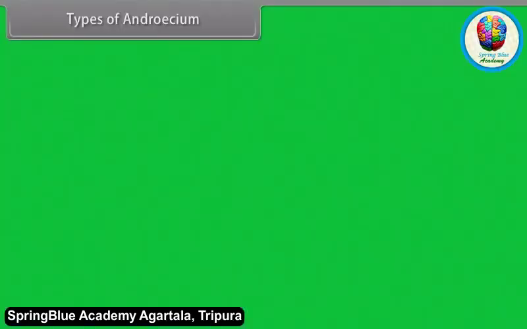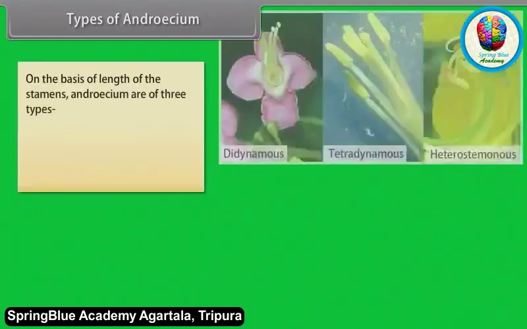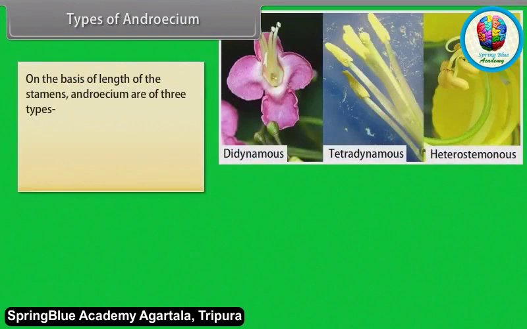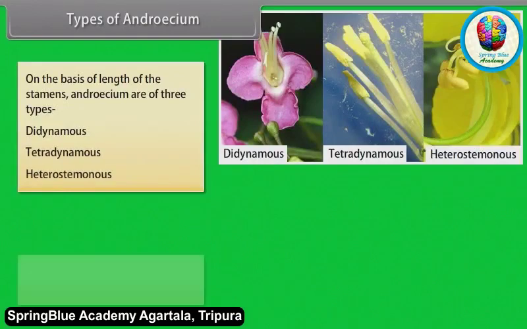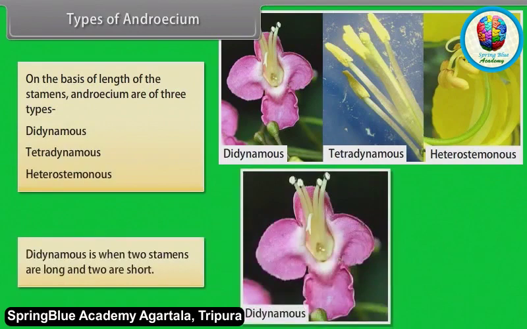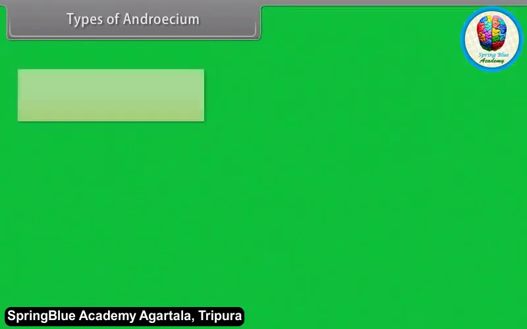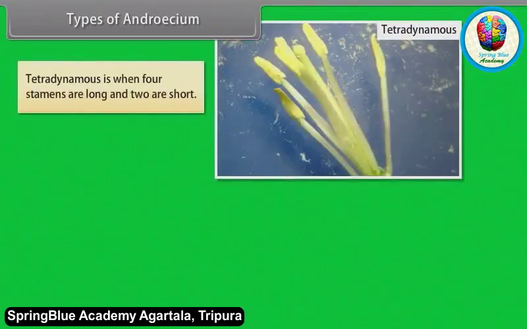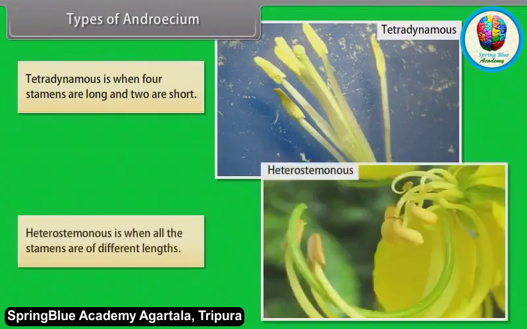Types of androecium. On the basis of the length of the stamens, androecium is of three types: didynamous, tetradynamous, heterostamenous. Didynamous is when two stamens are long and two are short. Tetradynamous is when four stamens are long and two are short. Heterostamenous is when all the stamens are of different lengths.